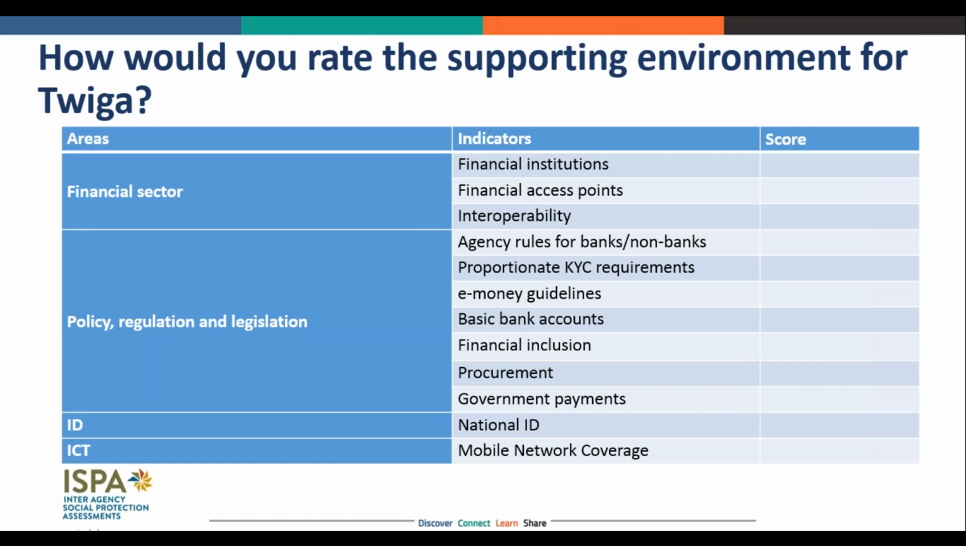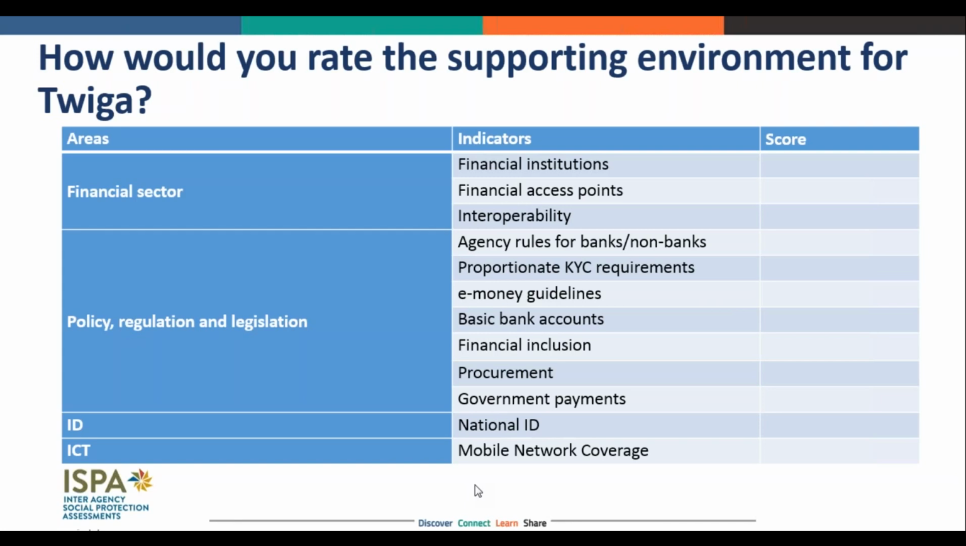If we move on to the rules, the first set of rules we look at are agency rules. I would be giving Twiga a score 3, which equates to rules on agency exist that permit their use by banks for deposits and payments. A level playing field for banks and non-banks is lacking. Moving on to proportionate know your customer requirements, I would give a score 2. There are strict requirements mandated by the regulator and followed by the banks.